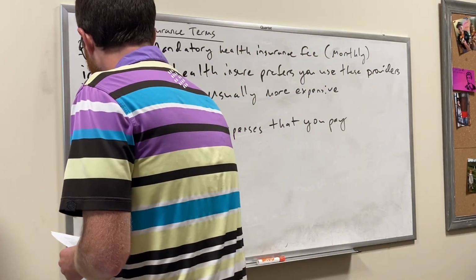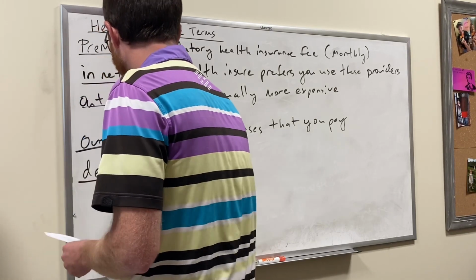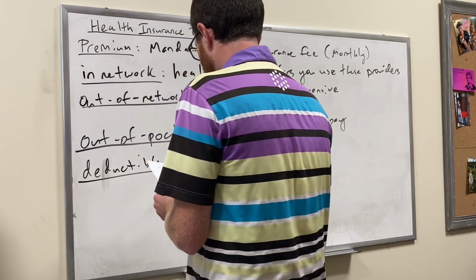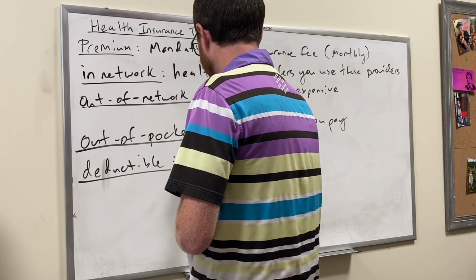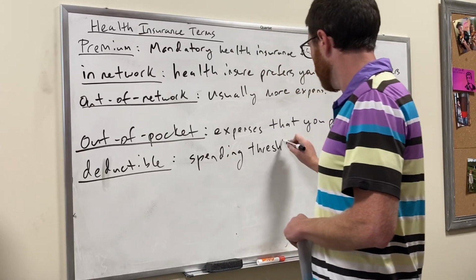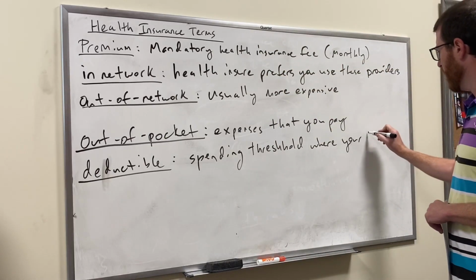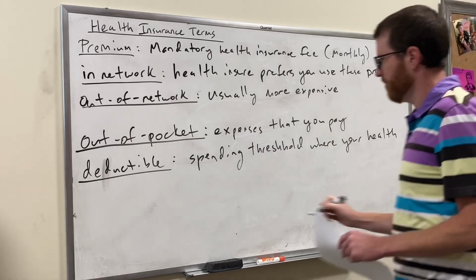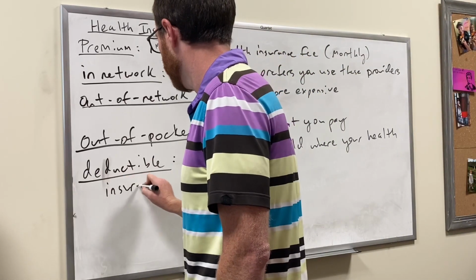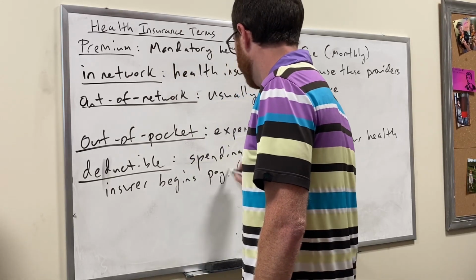These terms we're going through right now are kind of related. Deductible is kind of like a spending threshold where your health insurer begins paying for stuff.